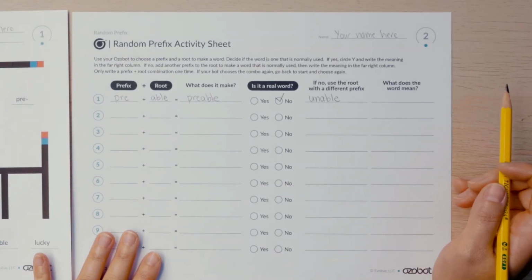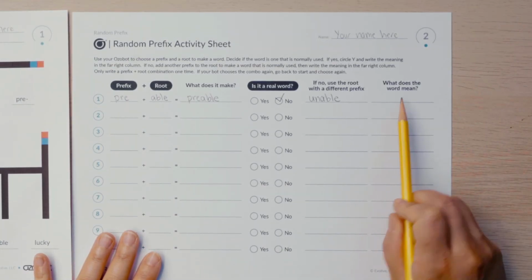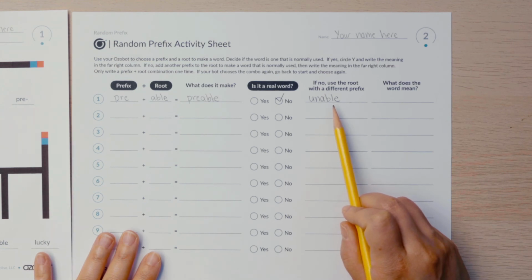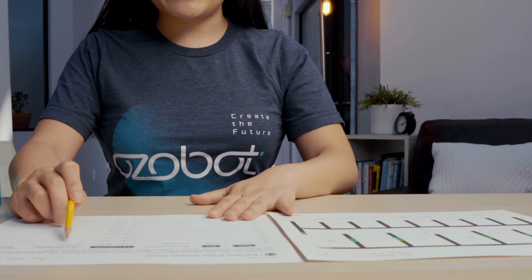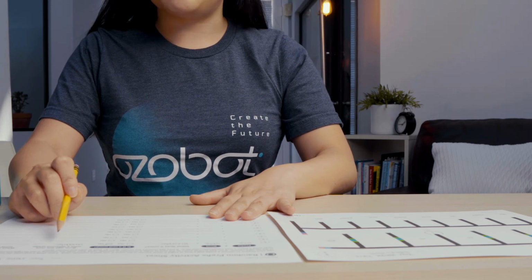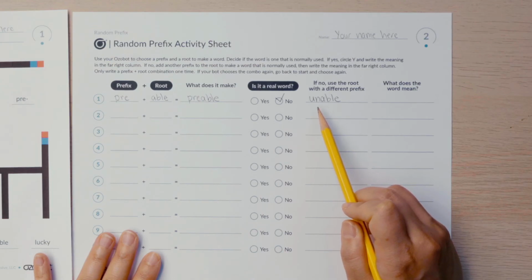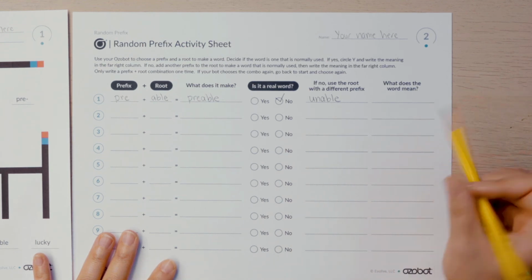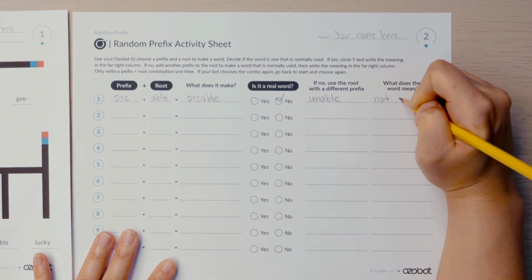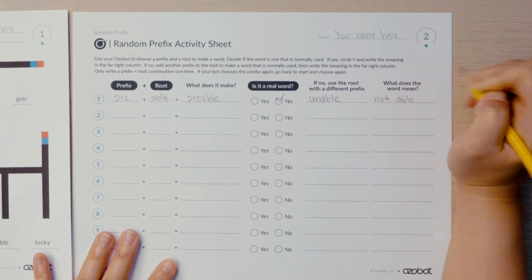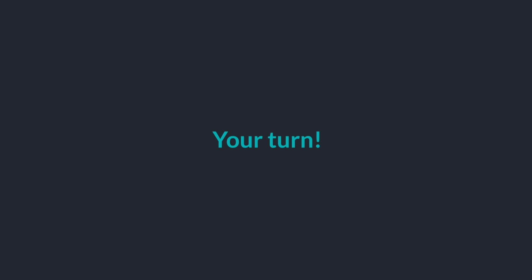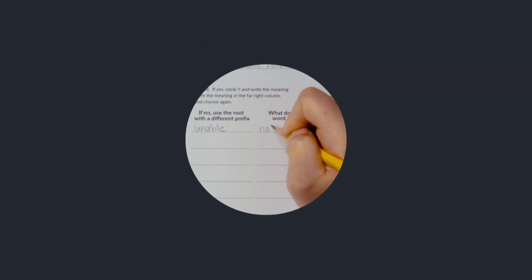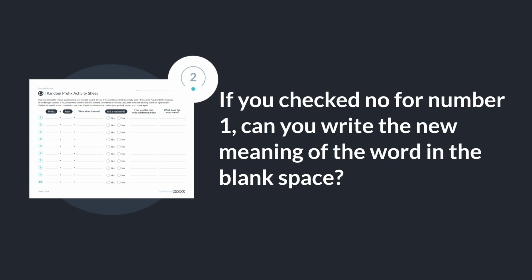Let's go back to our activity sheet. What is the meaning of the word unable? The meaning of the root word able is the ability to do something. When I add the prefix un, the meaning changes to not able to do something. Can you think of the meaning of the root word and how it is changed by the prefix? If you checked no for number 1, can you write the new meaning of the word in the blank space?